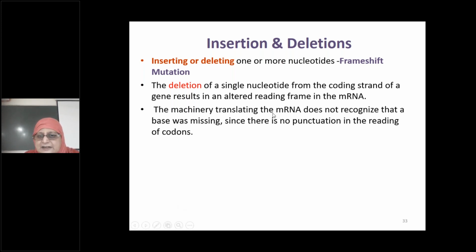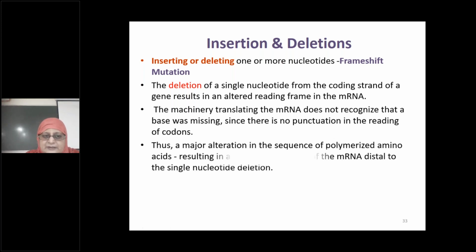The machinery that is translating the messenger RNA will not recognize that a base is missing, because there is no punctuation in the reading frame of the codons. Because of this, a major alteration in the sequence of the polymerized amino acids occurs. This will result in a garbled translation of the mRNA distal to the single nucleotide deletion. That means there is no meaning in the translation of the messenger RNA distal to the single nucleotide deletion.